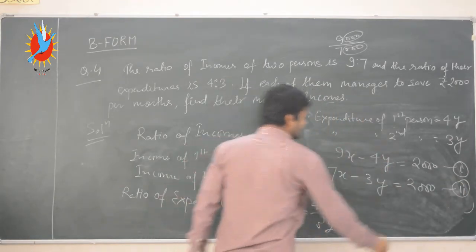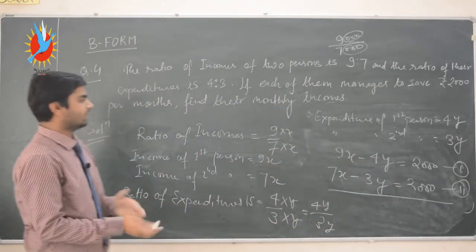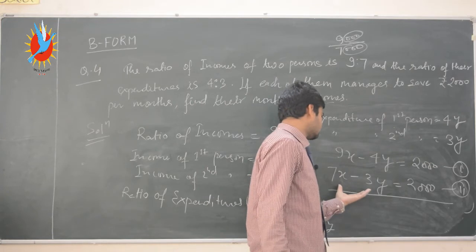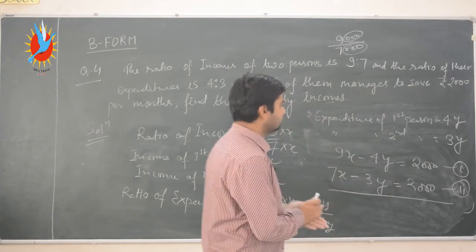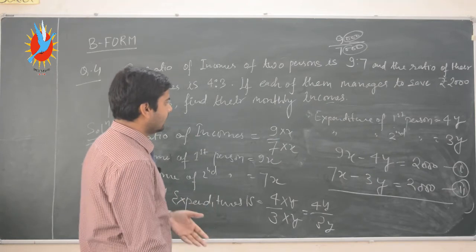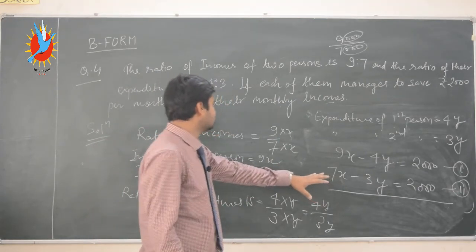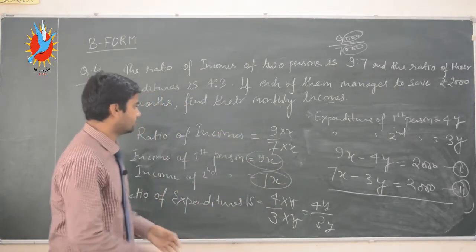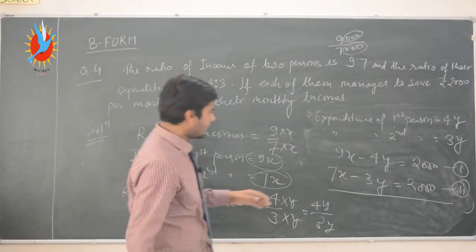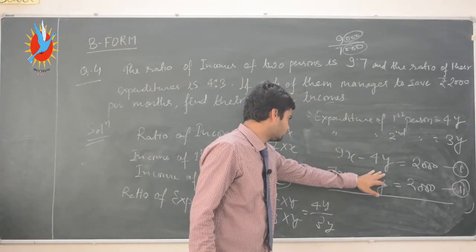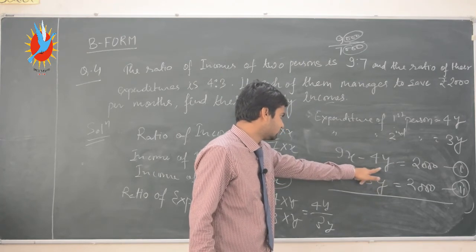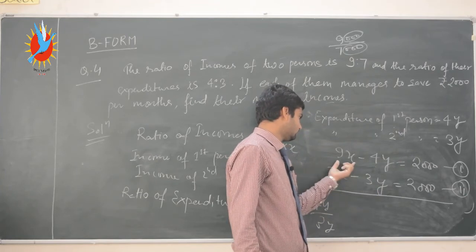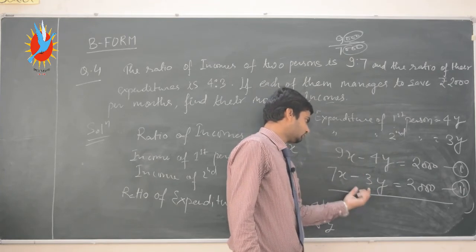So we got equation 1 and equation 2 in terms of x and y. By solving these two expressions, either by substitution or by elimination, we will get the values of x and y, and by putting the values of x and y into 9x and 7x we can give the answer for the incomes. Suppose I want to eliminate the y term. Here it is 3 and here it is 4, so I have to make the numbers equal. The first equation will be multiplied by 3 and the second equation by 4.